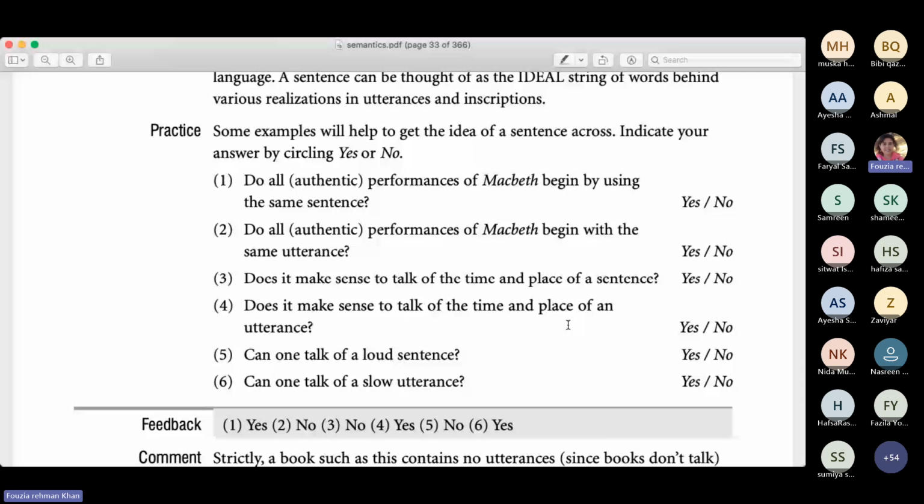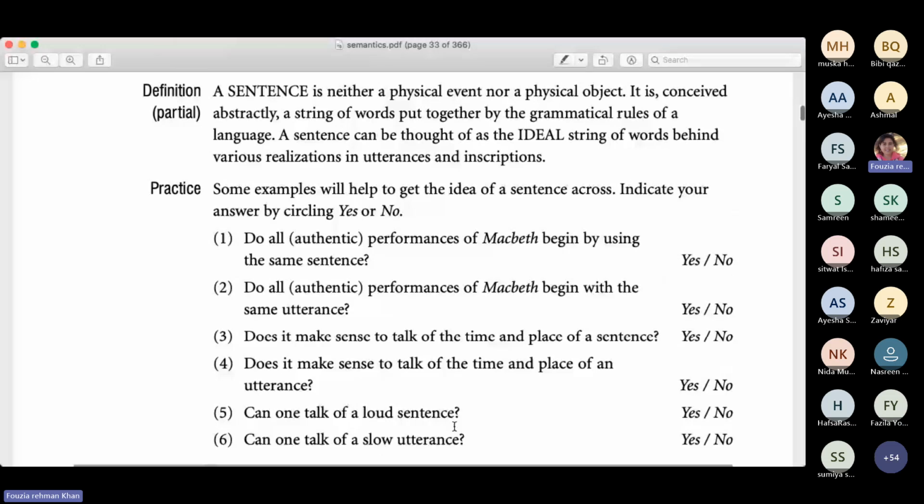Can one talk about loud sentences? No, right? Because sentences are not part of the conversation. Can one talk of slow utterances? Yes. People can utter the same sentence in a number of ways. They can utter them loudly, softly, quickly, slowly. So the physical quality of saying a sentence is the utterance. Only utterances can have these qualities. Okay, let's move forward.